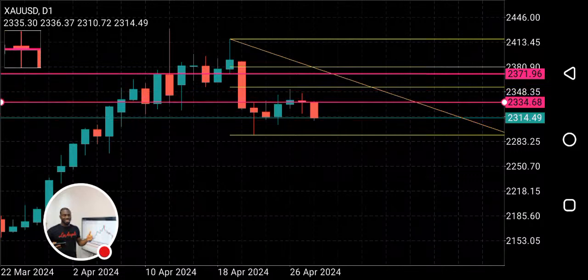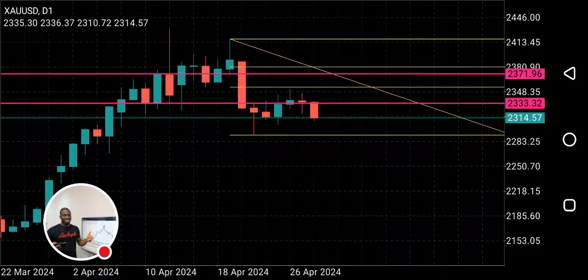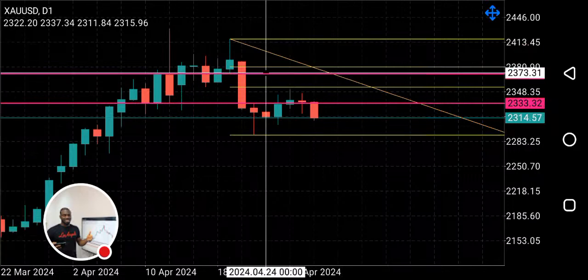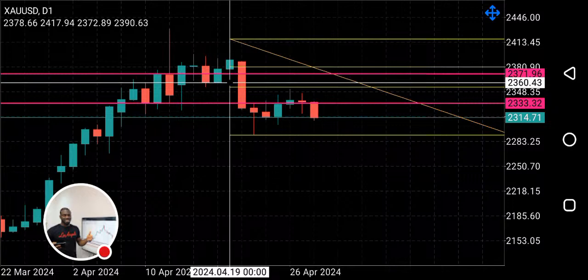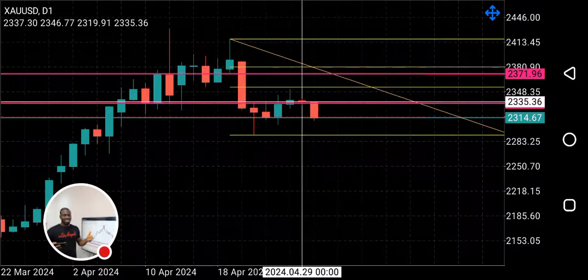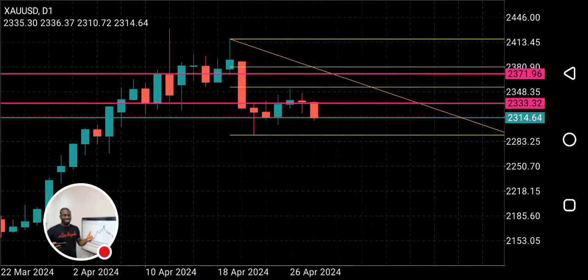Okay, so that was my expectation on gold. I was expecting it to go back and fill this fair value gap, but it didn't do that. You can see it didn't. I think it tested, but it didn't even get to this support turned resistance. It didn't get to this level. So at this point, it has turned.